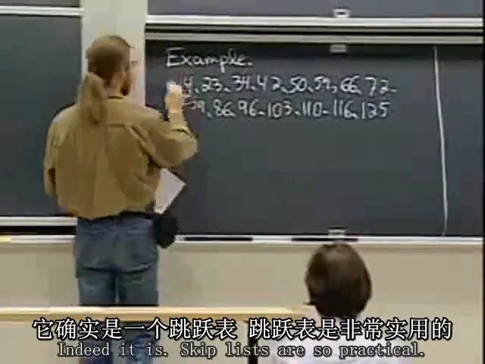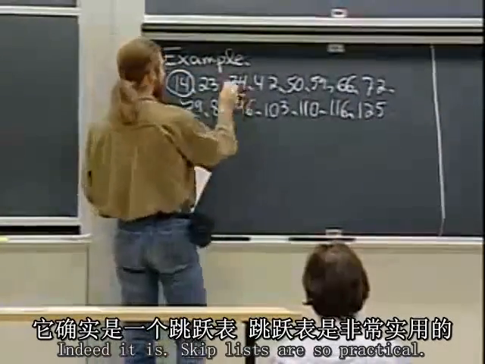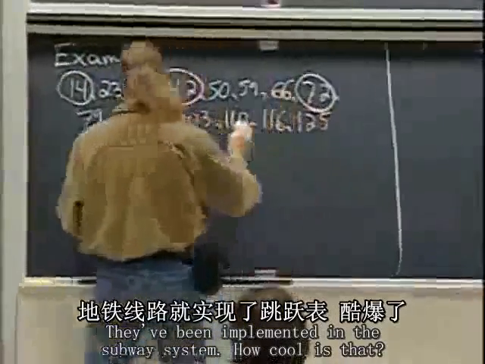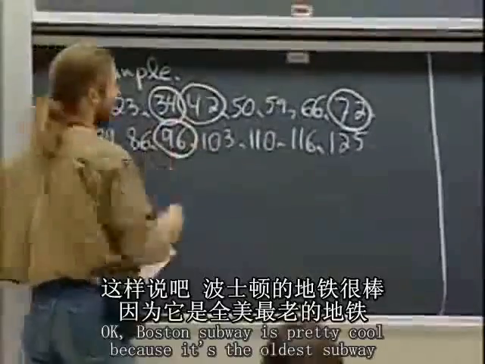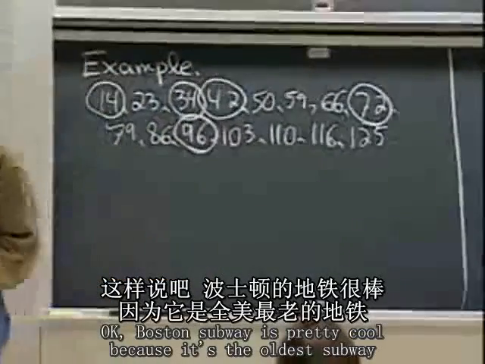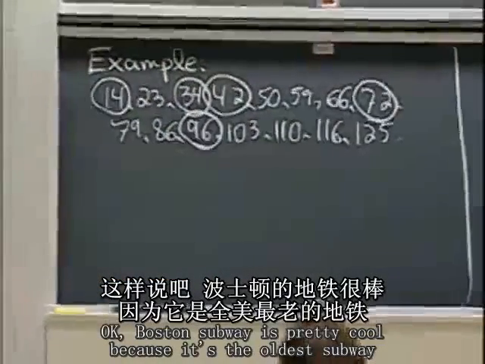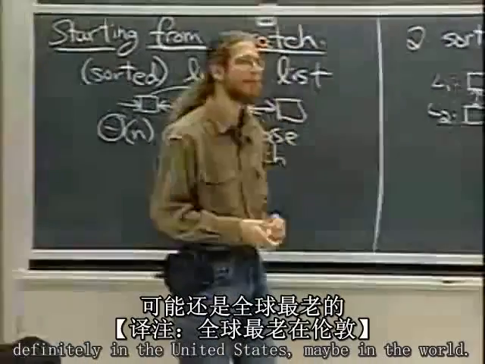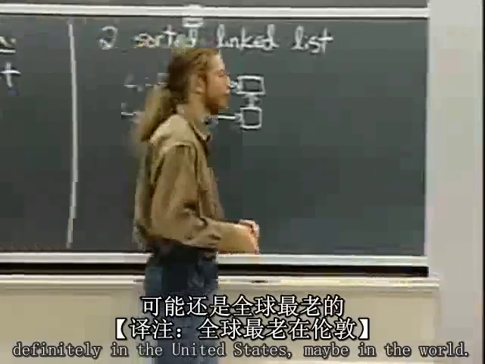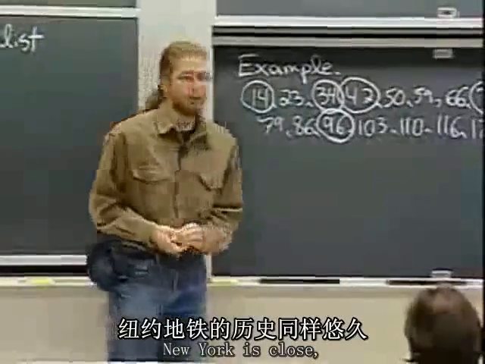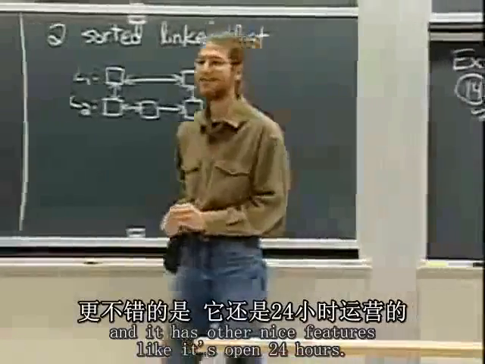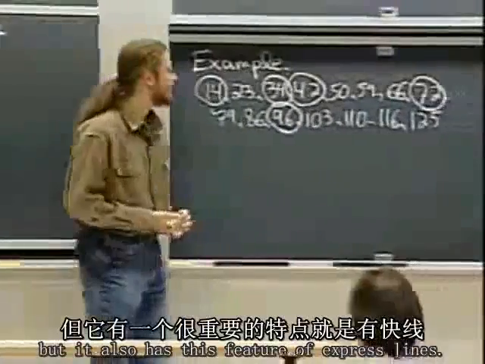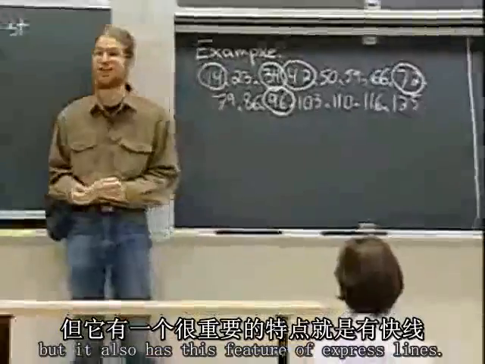See, skip lists are so practical. They've been implemented in the subway system. How cool is that? Okay. Boston subway is pretty cool because it's the oldest subway definitely in the United States, maybe in the world. New York is close, and it has other nice features like it's open 24 hours. That's a definite plus. But it also has this feature of express lines.